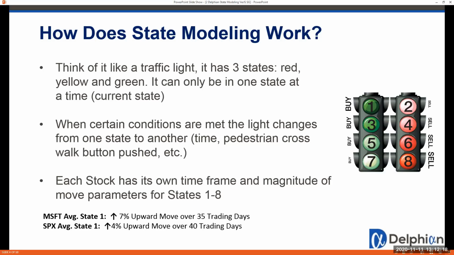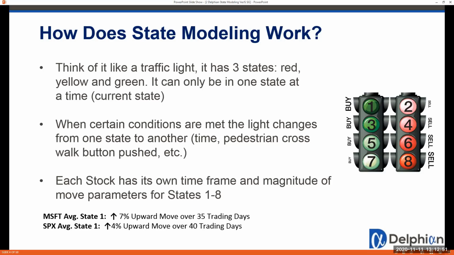There are different variables within the market that could cause a stock to change from bullish to bearish or bearish to bullish. Similar to the traffic light, if something happens where time passes by or a pedestrian wants to cross the street and pushes the walk button, things like that, the traffic light's going to get ready to change. Each stock has its own time frame and magnitude of move parameters for each of the 8 states. So again, there are 8 total states within Delphian. Some are more bullish and some are more bearish than the others.